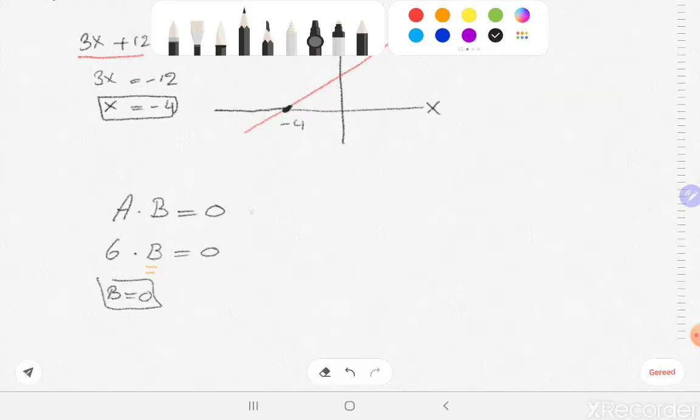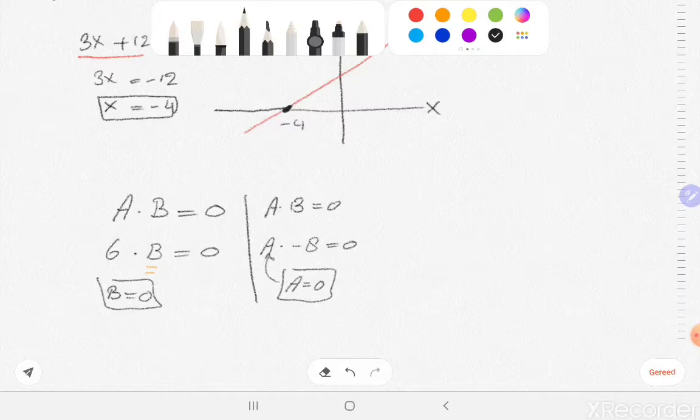We can also try with a. Let me have a times b is equal to 0. If we have a random number and multiply it with minus 8, and it needs to be 0, then a needs to be 0. If I fill in 0 there, 0 times minus 8 is 0.